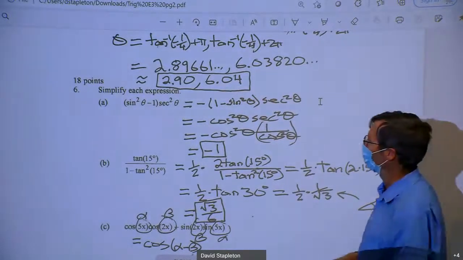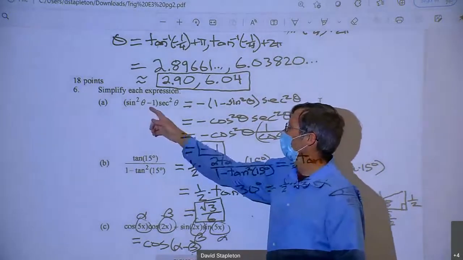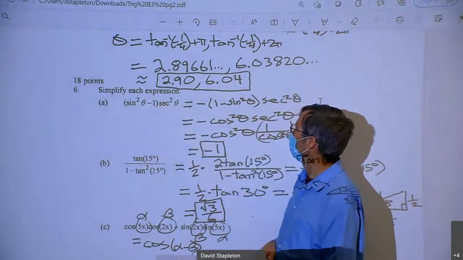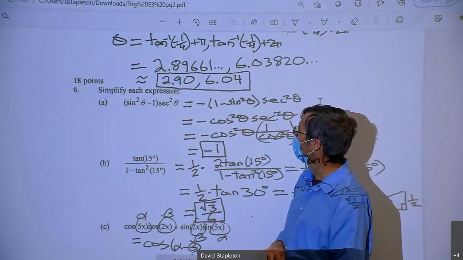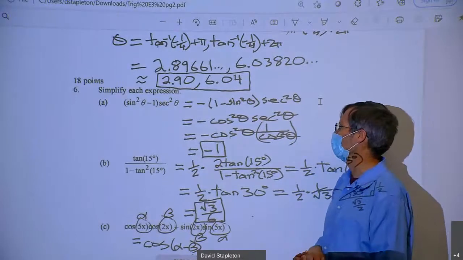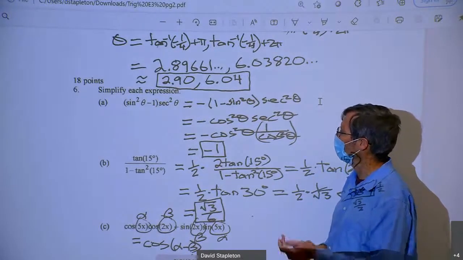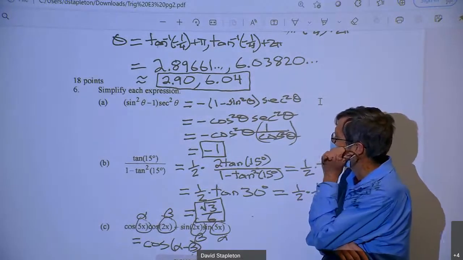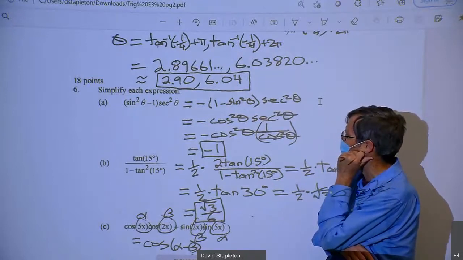Now simplifying, right? These are tricky. Sine squared minus 1 all times secant squared. How does that reduce? There's a lot of ways to do this, and you can accept all of them, but one thing to think of is, wait a minute, if it was 1 minus sine squared, that would be cosine squared. I could reduce it, right?